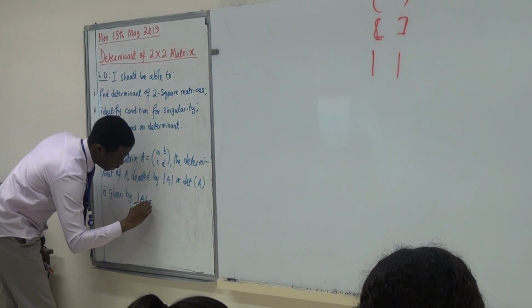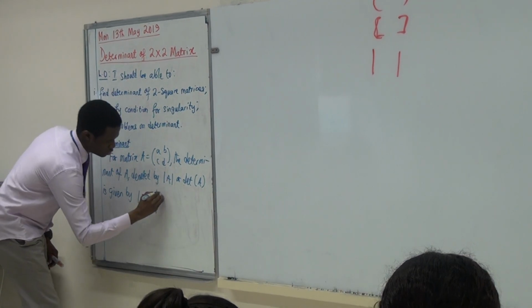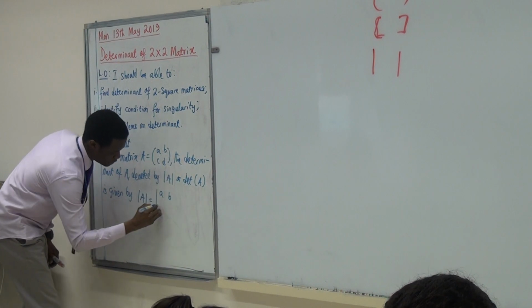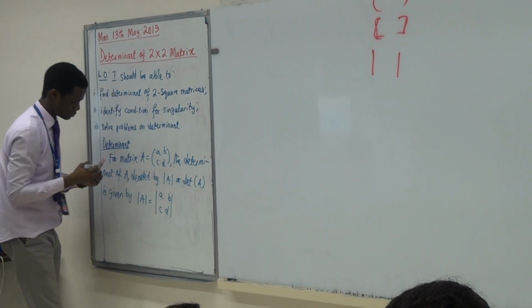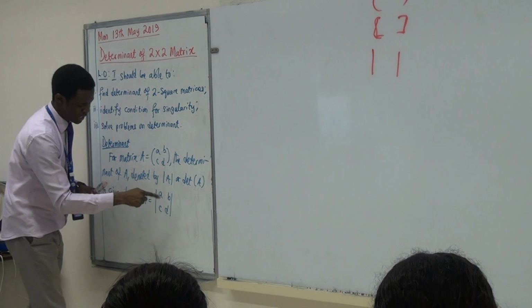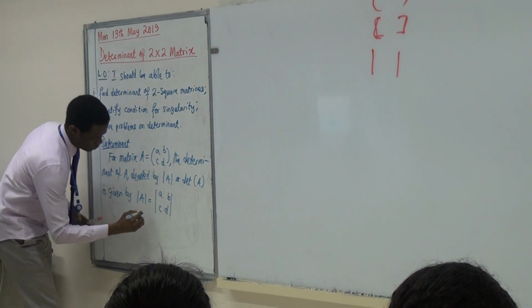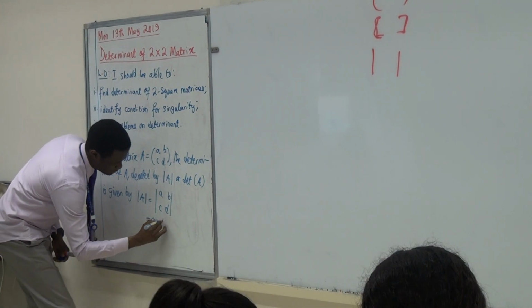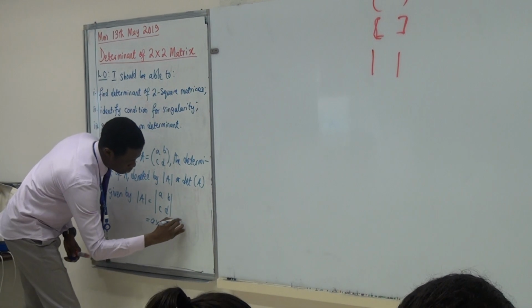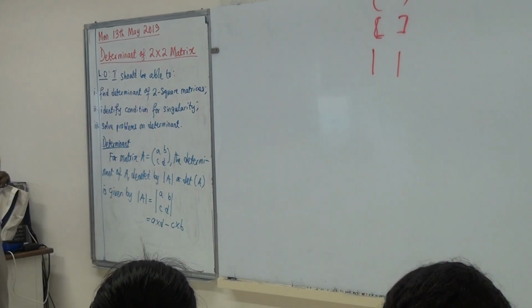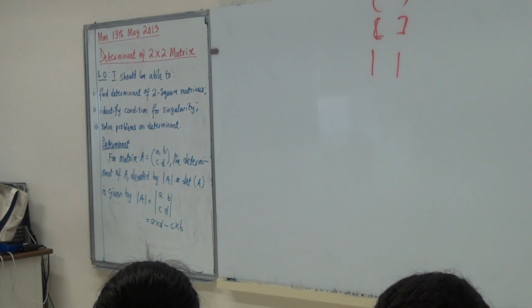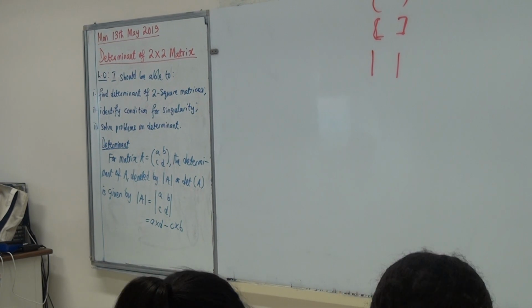determinant of A equals, you change the square brackets to that, and what happens? It's like a cross multiply. You multiply the elements in the leading diagonal, and you subtract the product of the elements in the other diagonal, and whatever you get is the determinant of that matrix.